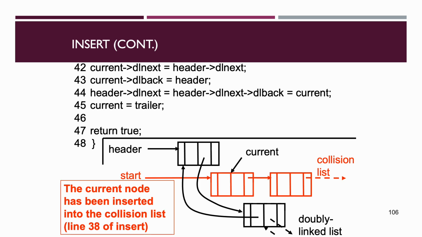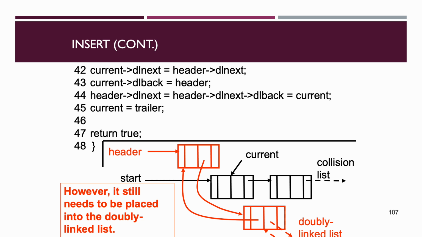Okay, now if you look at this diagram, just for you to understand properly, the current node has been inserted into the collision list. If you look at line 38 of insert previously, here we have header, we have current, we have collision list, we have doubly linked list. Now if you look at here, however, it still needs to be placed into the doubly linked list.